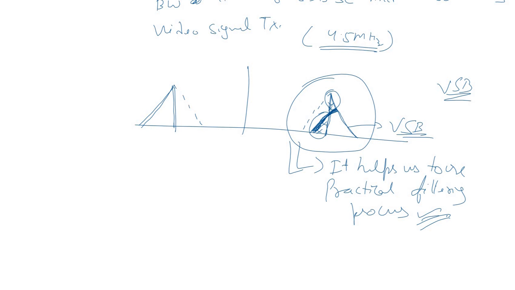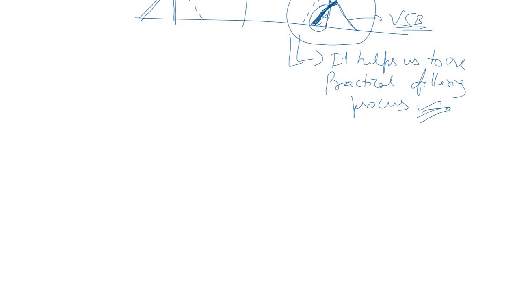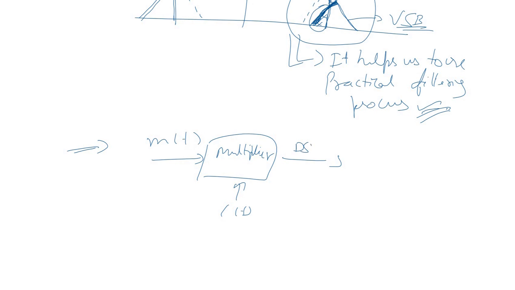The process of generation of a vestigial sideband modulated signal is again pretty simple. First we generate a DSB-SC type of signal. We use a multiplier that can be a balanced modulator or ring modulator that multiplies the message signal and the carrier signal. The resultant signal, we know, is a DSB-SC type of signal with two sidebands, right? Then we further pass it through a vestigial sideband filter, VSB filter, and the output is the VSB signal.